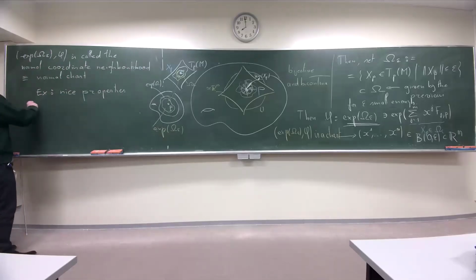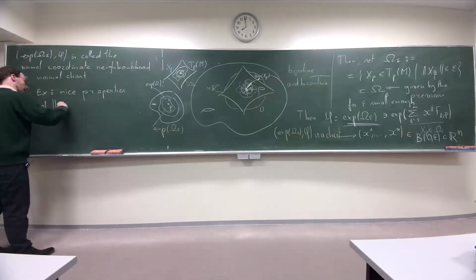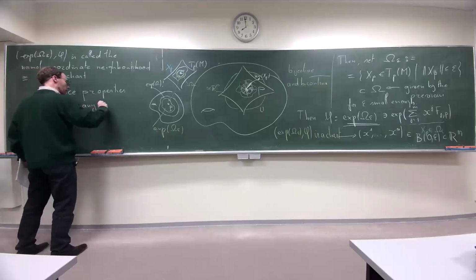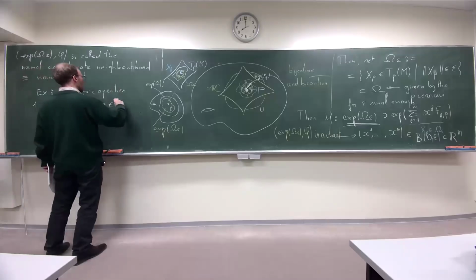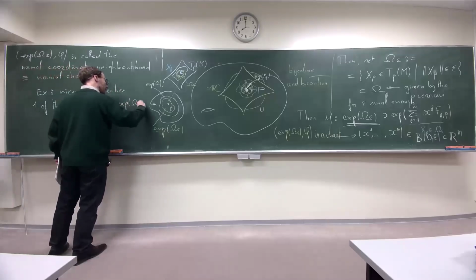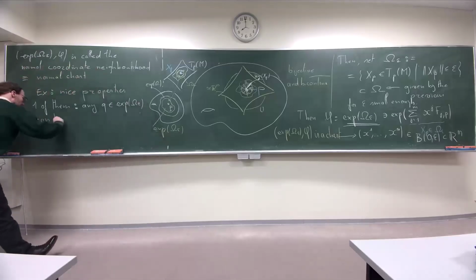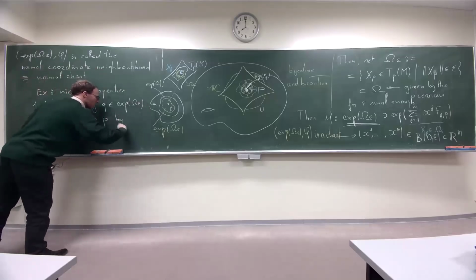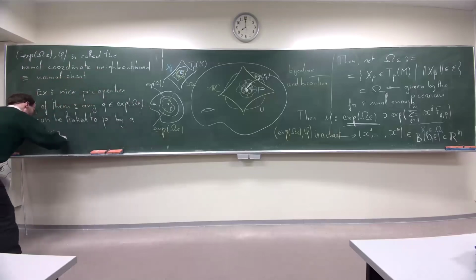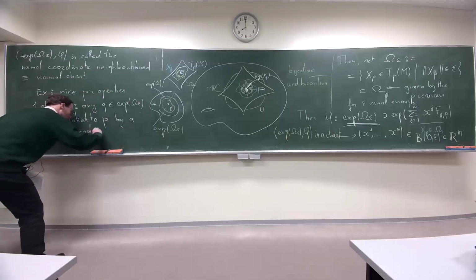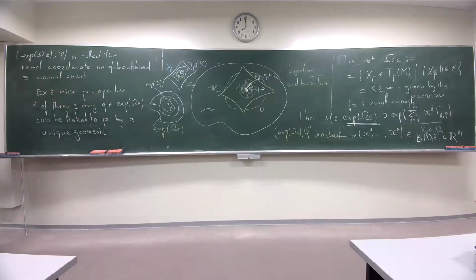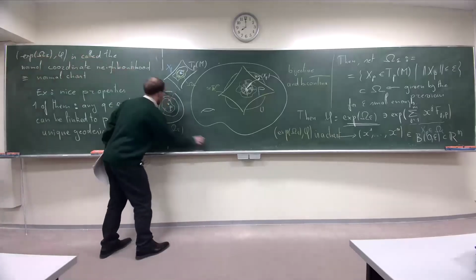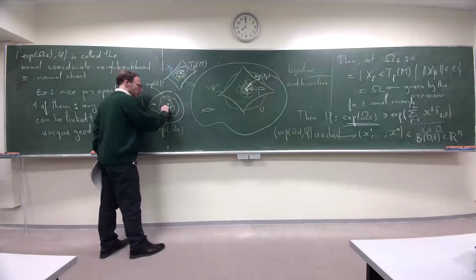And one of them is that any Q inside this domain of omega epsilon can be linked to P by a unique geodesic, which is not surprising because we started with geodesics. That's it. So any point in this neighborhood here can be linked to P by a unique geodesic.